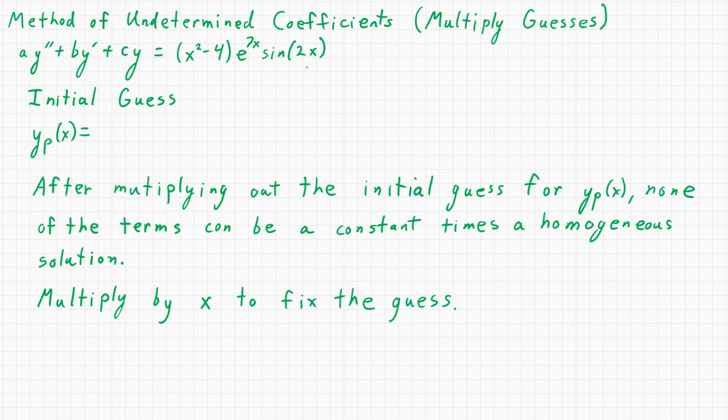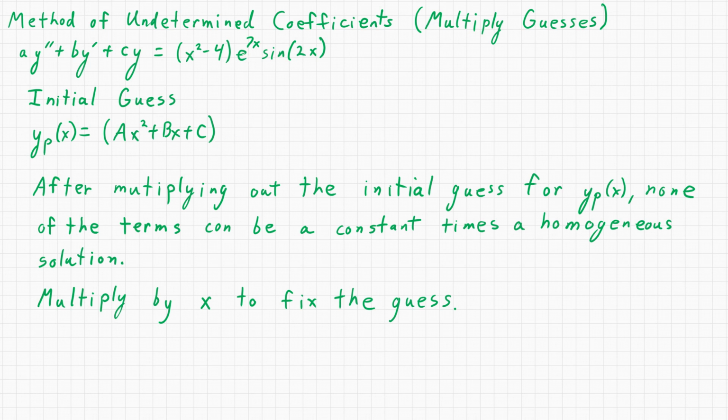And now you can also guess for multiplying those together. So in this case, we have this generic left-hand side, ay double prime plus by prime plus cy equals a second-degree polynomial times an exponential times a trig function. So the homogeneous solutions can still force you to alter your guess, but for this generic example, the initial thing you would guess is, okay, well, this is a second-degree polynomial. We're going to guess a second-degree polynomial, so ax squared plus bx plus c.